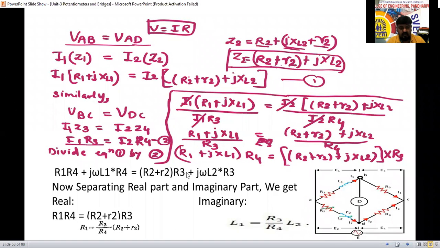Any doubts to derive this equation? Which difficulty है क्या? No doubt, sir. Okay.